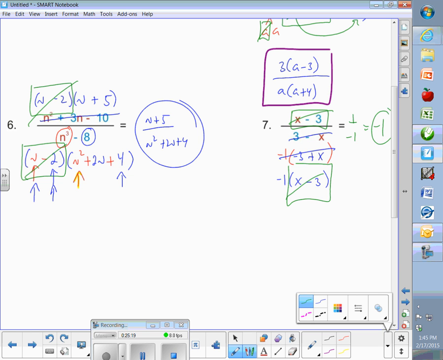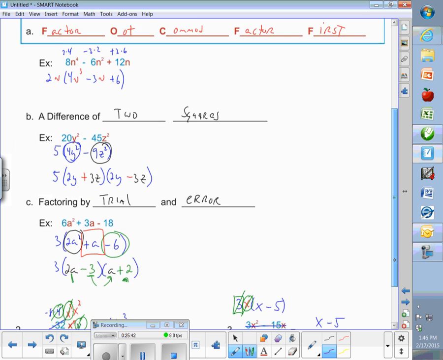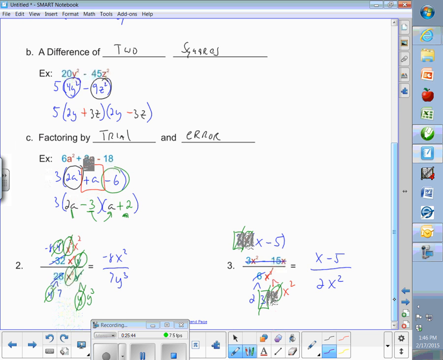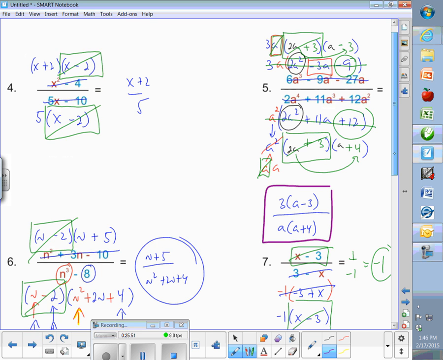All right, reducing. Let me go back to the front page. What do you do to simplify rational expressions? You factor the numerator and the denominator, and divide out any common factors. Don't forget, whenever factoring, look to factor out common factors first. I reviewed a difference of two squares. I reviewed trial and error. And then again, the rest is simply factoring and dividing out common factors. All right, there you go.